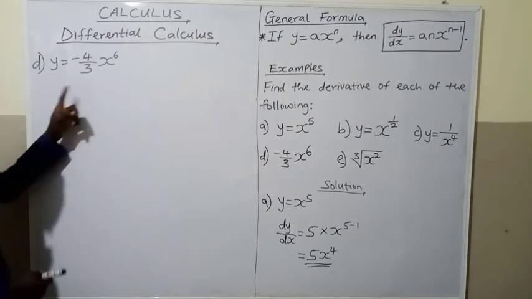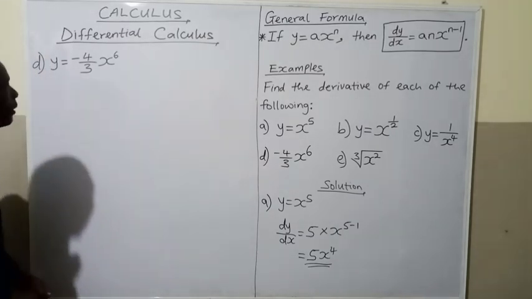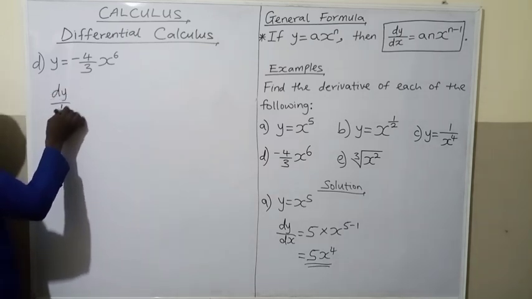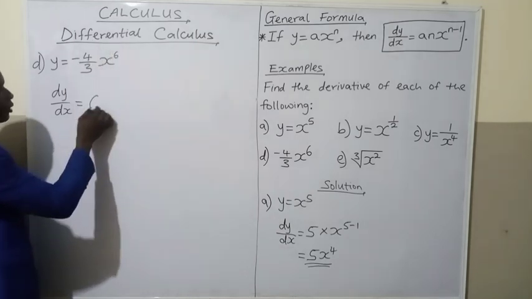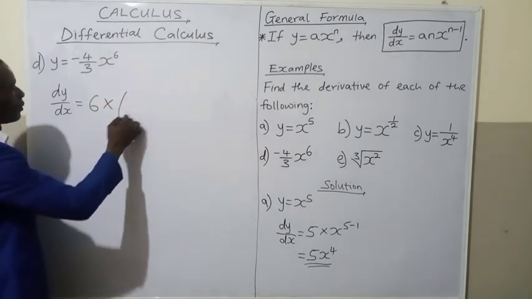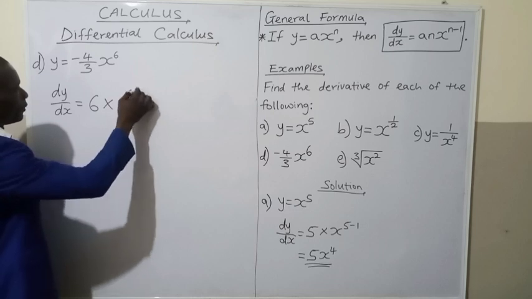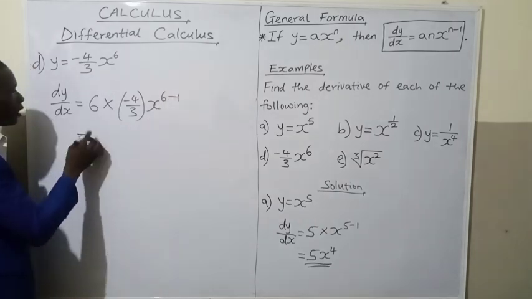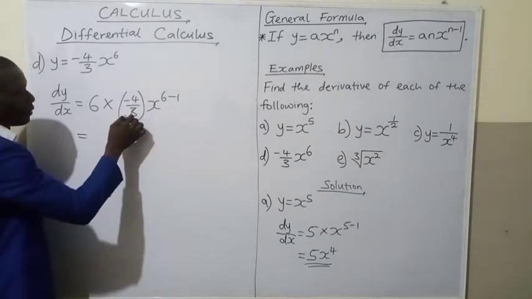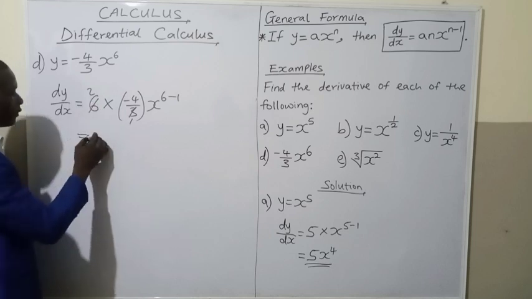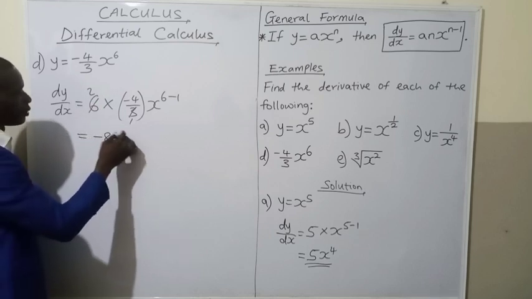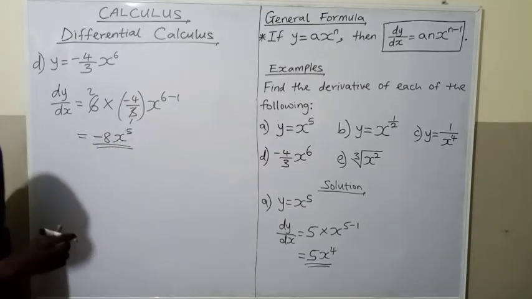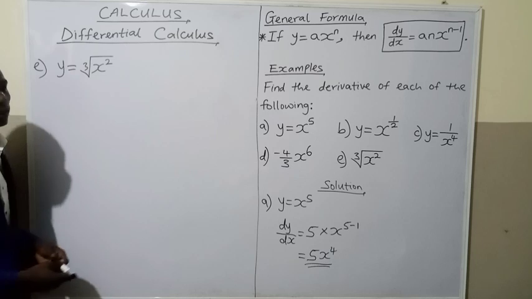D, y equals negative 4 over 3 x raised to power 6. Alright, so dy by dx becomes what? 6 comes behind, so come and multiply negative 4 over 3 and then x raised to power 6 minus 1 as before. So that becomes 6 multiplied by negative 4 over 3. 3 here 1, 3 here 2. 2 times negative 4 is giving us negative 8 x raised to power 5. So that's our dy by dx. Very simple and straightforward.